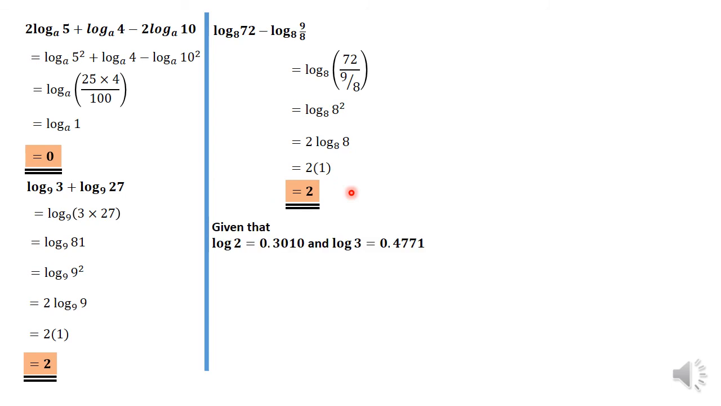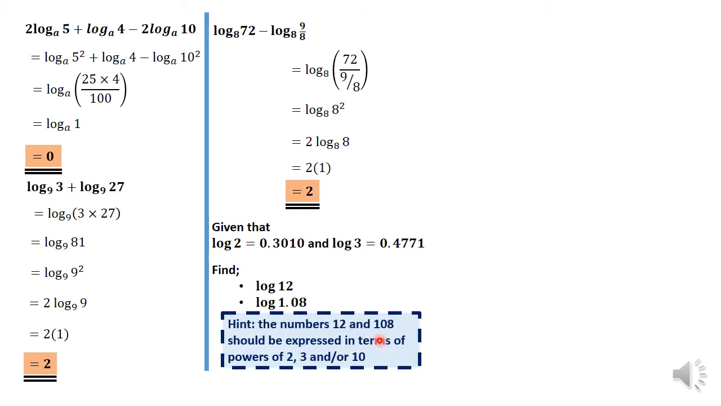Now, another question. We are told if log of 2 is that one there and log of 3 is that one, simplify log of 12 and log of 1.08. Now, we are going to have to express the 12 and 1.08 in terms of powers of 2 and 3 in some way. And that's the hint there. We express the 12 and 1.08 in terms of powers of 2, 3, and or 10 in some way. 10, remember, is a common power.